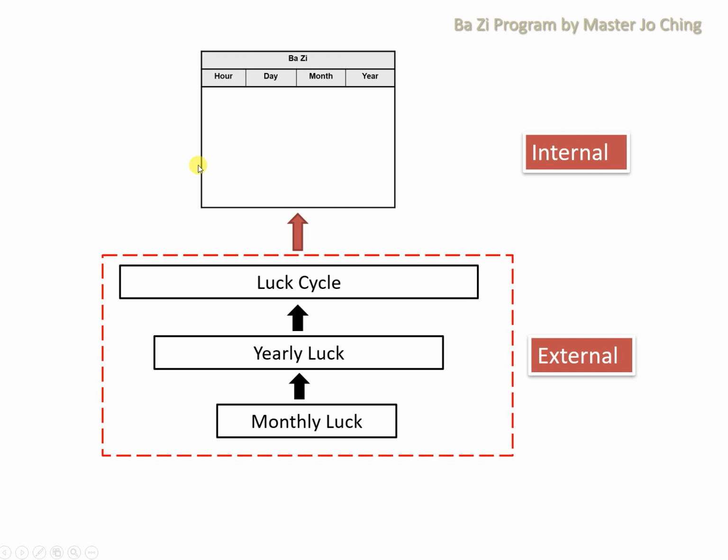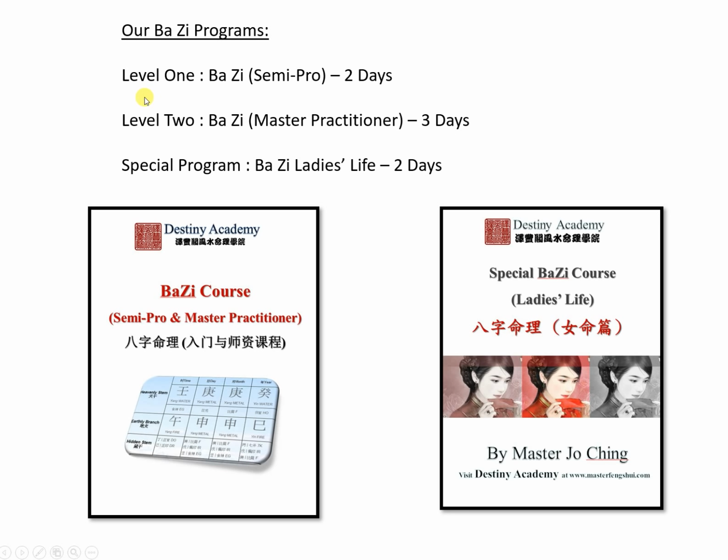Okay, some exciting news that I'm going to share with you is that, as mentioned just now, we only have 3 types of program in our school. The core one is level 1. You do a Bazi semi-pro. Novices are welcome. This is equivalent to some other schools' basic come intermediate, because after these 2 days you are going to be proficient in this internal analysis, this part here.